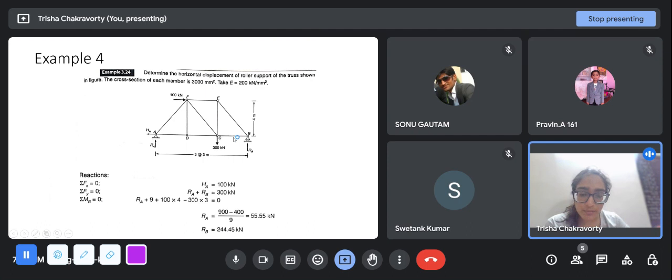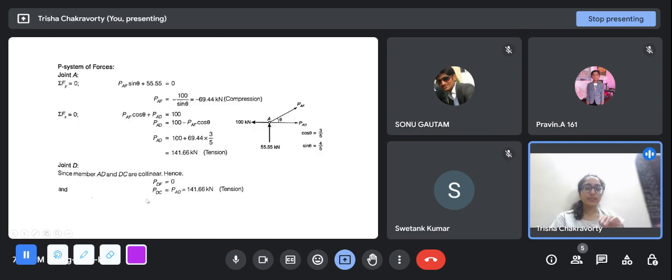So if you take the moment about B, you will get contributions from RA and from these two applied loads. RA into 9, because all these bays are 3 meter, in the clockwise direction, which we assume to be positive, plus 100 into 4, this is 4 meters, also in the clockwise direction, minus 300 into 3 because this is in the anti-clockwise direction. From that we solve RA as 55.55 kilonewton, and from RA plus RB equal to 300, we get RB as 244.45 kilonewton.